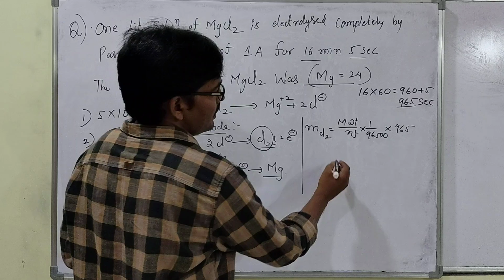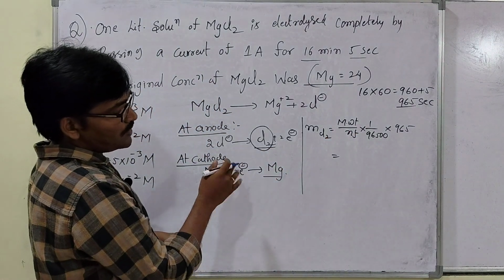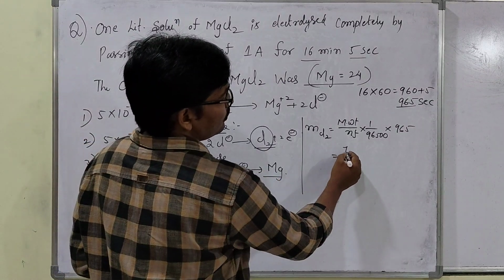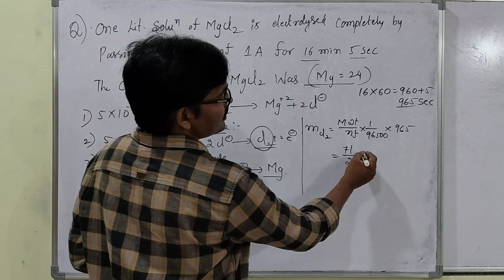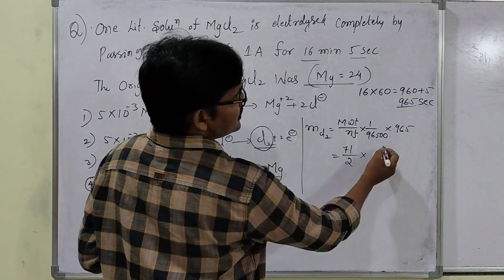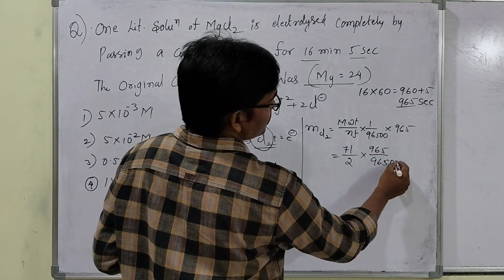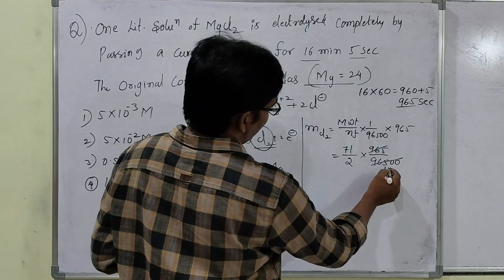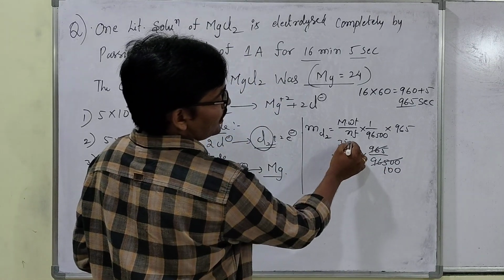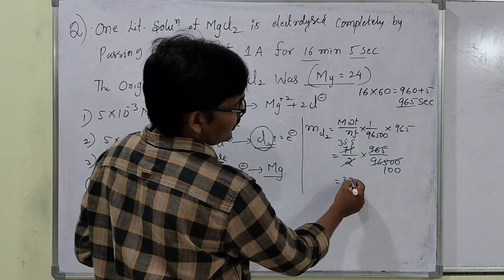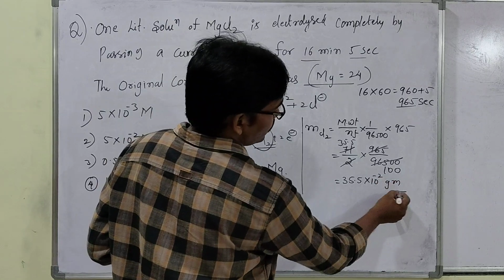Clear, my dear students? Then the molecular weight of chlorine gas Cl2 is 35.5 plus 35.5, that is 71, divided by n factor. The n factor is 2 electrons. Then into 965 divided by 96500, then 100 times it will go, so you can get 35.5 into 10 to the power of minus 2 grams of chlorine gas.